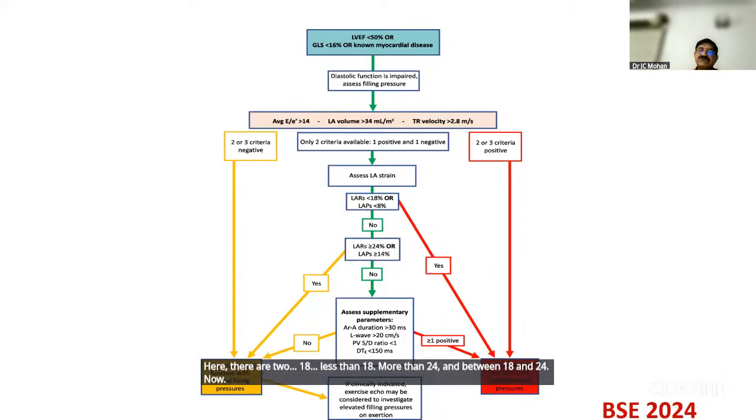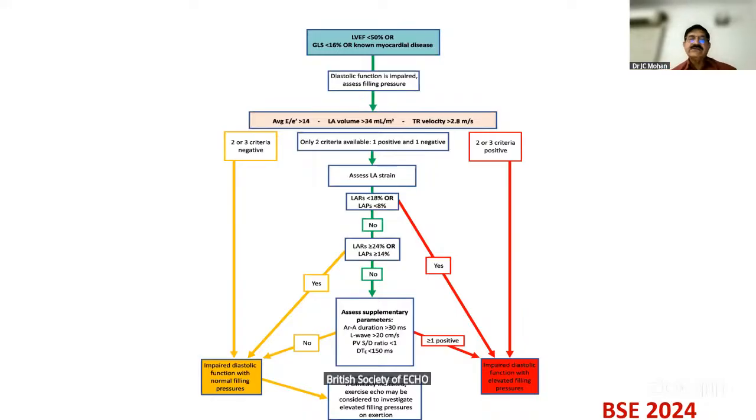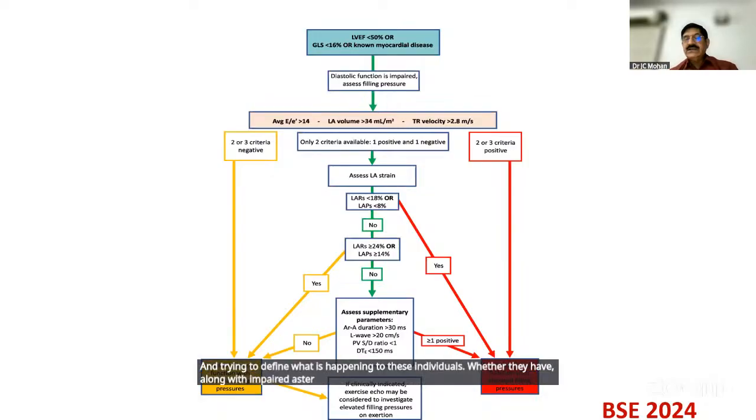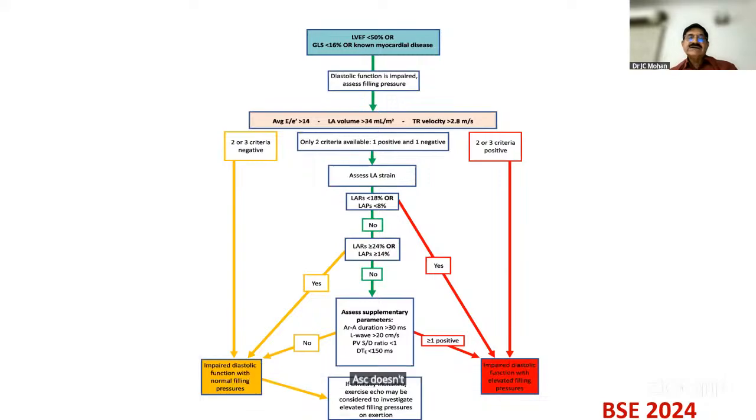Now, British Society of Echo is looking at reservoir strain as an important criterion and trying to define what is happening to these individuals, whether they have, along with impaired diastolic function, elevated left atrial pressure. ASC doesn't do this. ASC just takes one criterion, that is left atrial reservoir strain less than 18, as one of the ways to identify diastolic dysfunction parameter and also the elevated left atrial pressure.